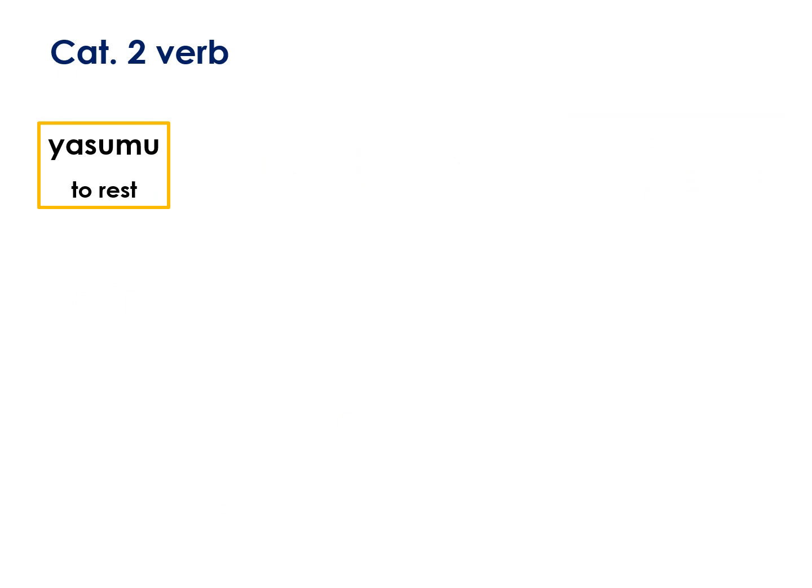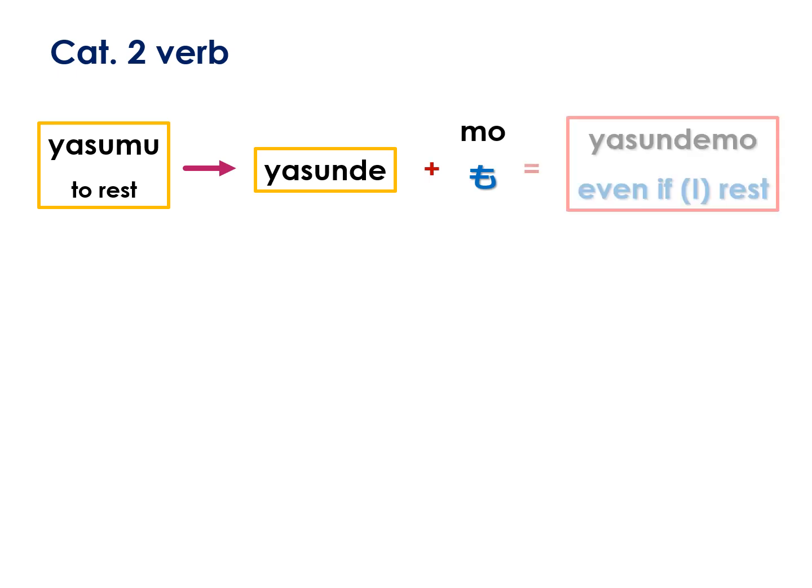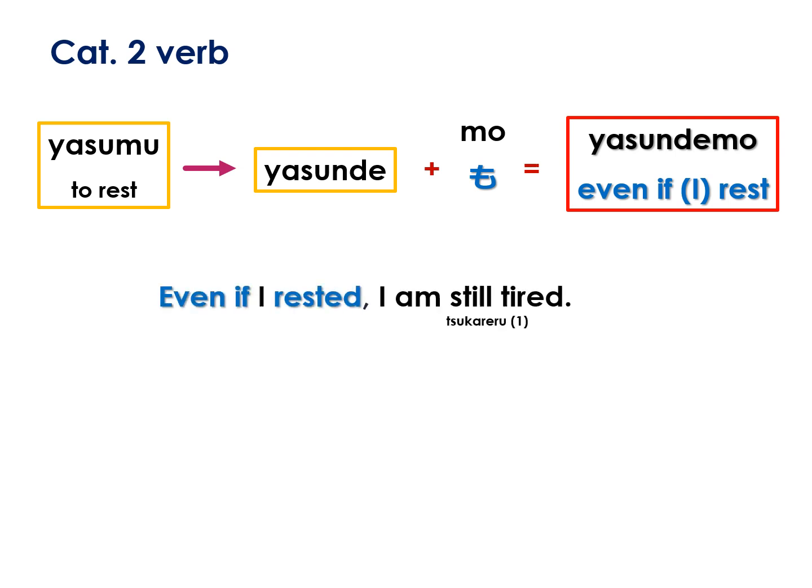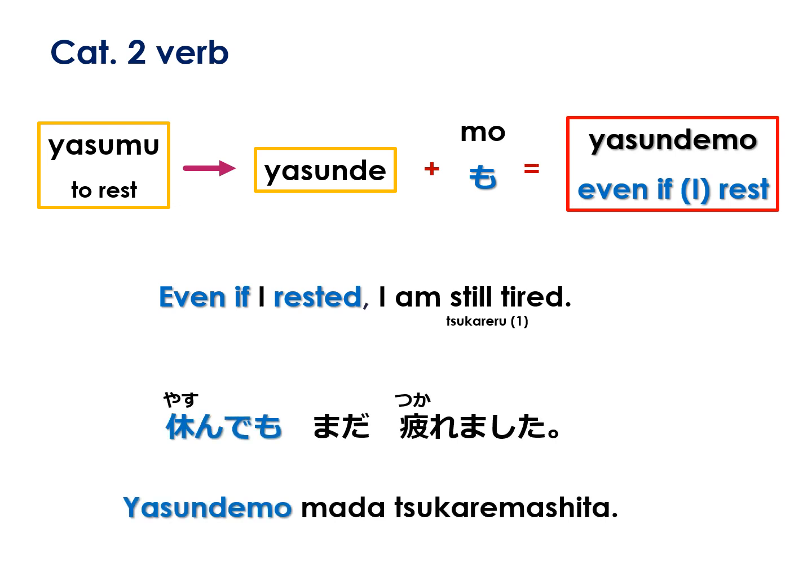Yasumu means to rest, and its te form is yasunde. Adding mo forms yasundemo, which means even if I rest. Even if I rested, I'm still tired. In Japanese, yasundemo mada tsukaremashita.